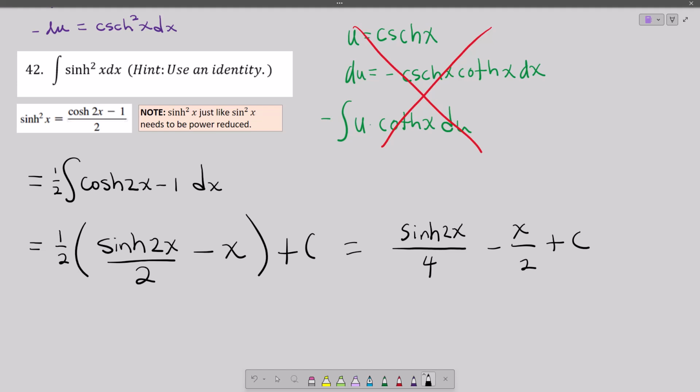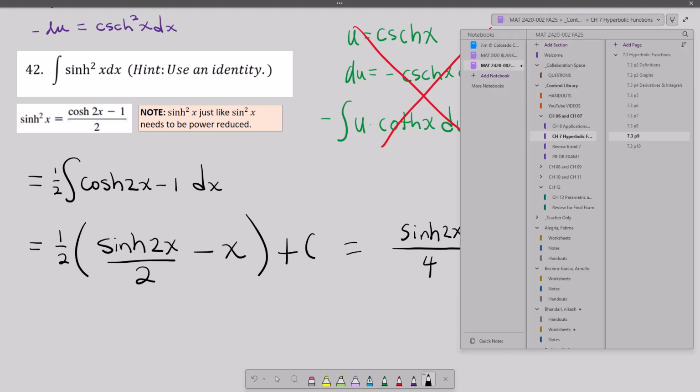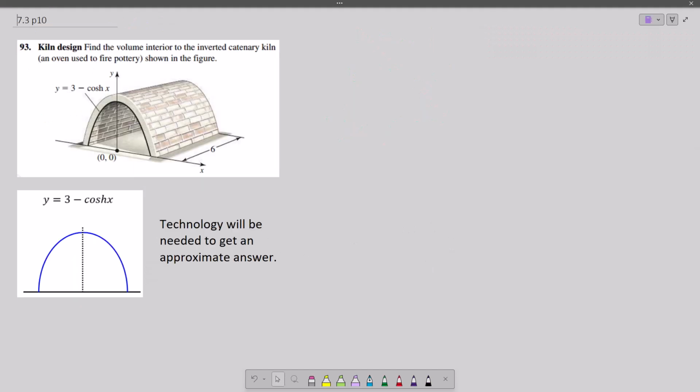Doing fine. Any issues with that? So power reduction. Then we'll do one more here.